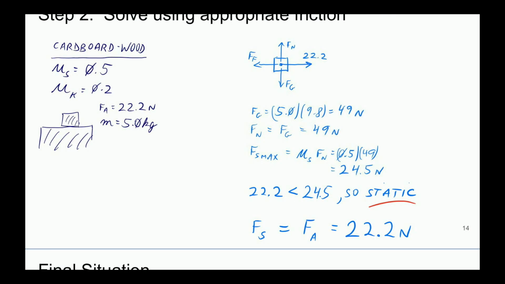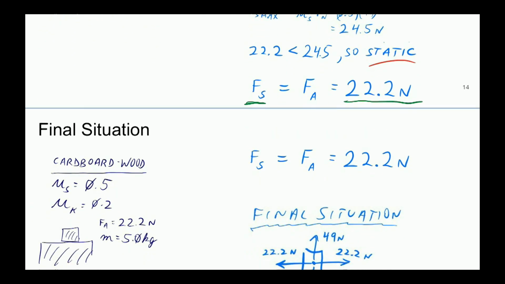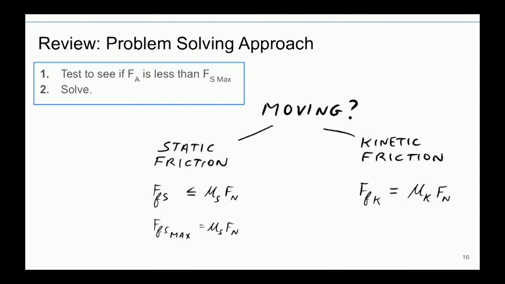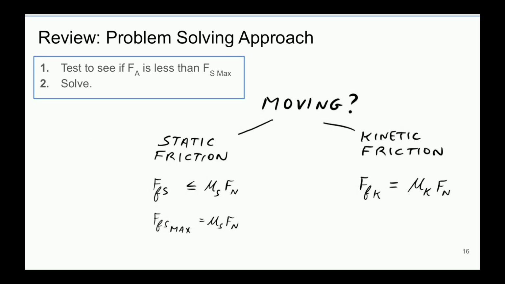If you look at the picture again, what you're getting is whatever you need to counteract my applied force of 22.2. So in this case, the force of static friction is 22.2 newtons. Be careful of that. Easy to get mixed up. There's our final situation, and the block is not moving, and the forces are balanced. So we've seen a problem-solving approach here that asks us to first determine whether the object is moving or not, and then go down the appropriate path of either static or kinetic friction.